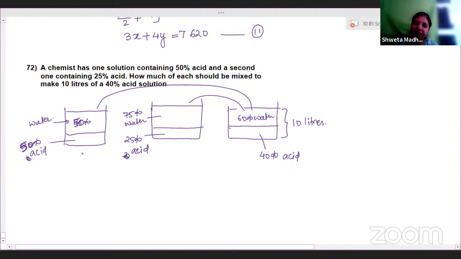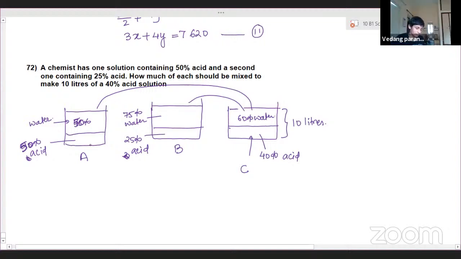So from container A and container B, we have to take some amount of solution and transfer it to the third container, container C. Some amount of acid solution from A and some amount from B, and add it to container C. In total, it should become 10 liters. So some X amount will be taken from A, Y liters from B, and altogether it will become 10 liters. Okay?